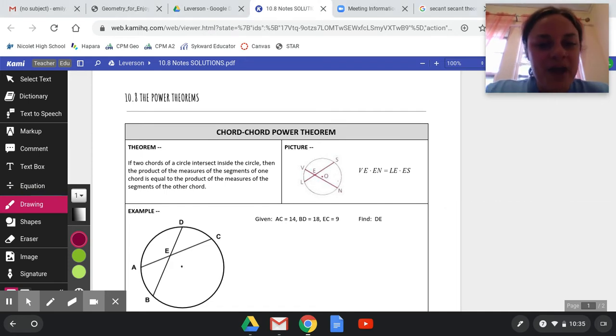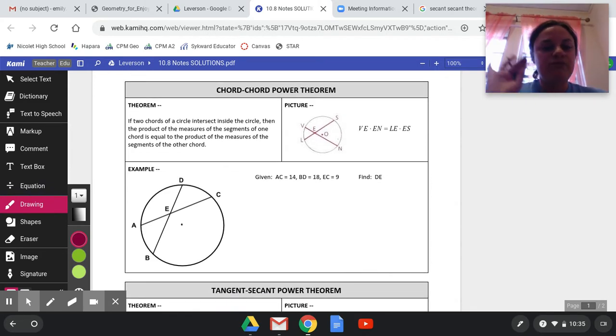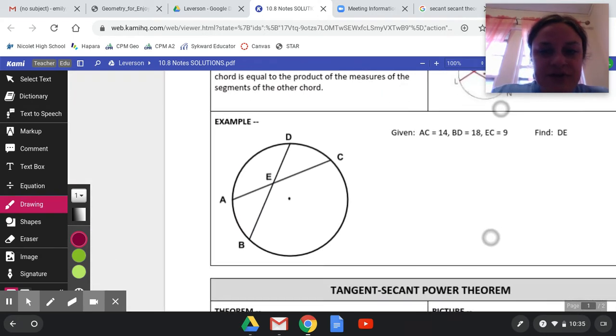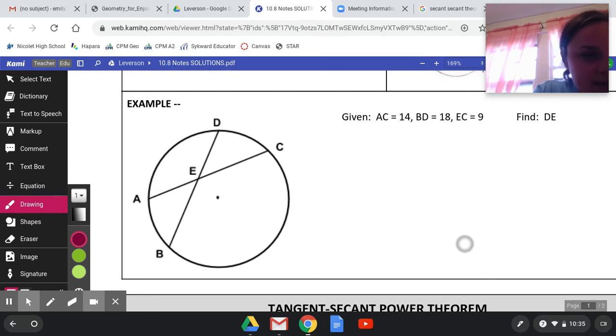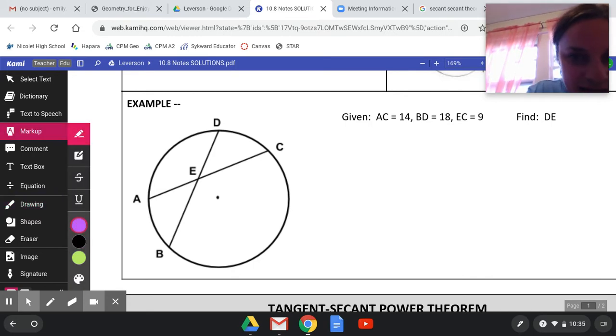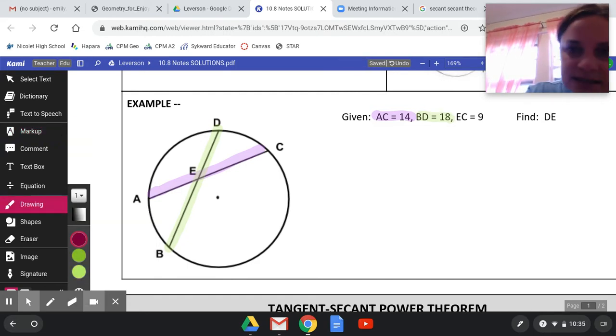There we go. Okay, so you've taken a minute to read about these, and all that you are doing is multiplying going down the chords. Given AC is 14, BD is 18, so I'm given this entire length as 14, and this entire length over here as BD is 18. And then EC is 9.